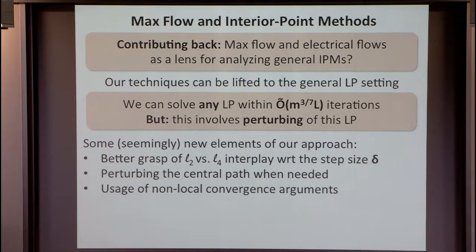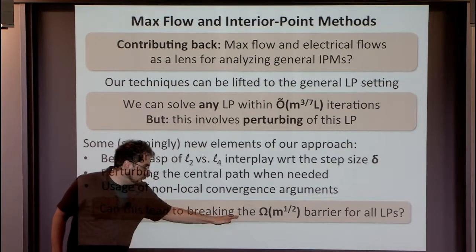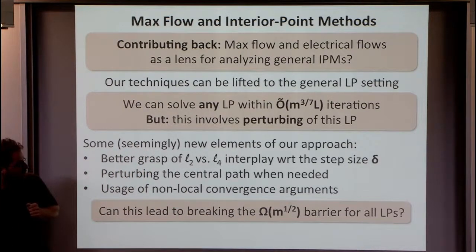And somehow having the non-local convergence analysis, which is happening in some papers, but not really that much. People are trying to understand this, as there is an understanding that we should locally always lower bound the size of the step for the general setting, which is not impossible. That's something to think about. And the question is, can this lead to actually breaking this square root of m barrier?